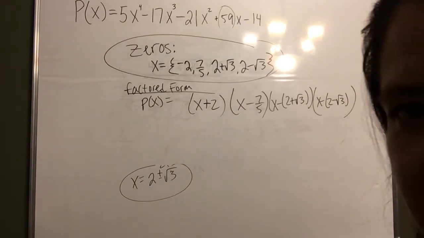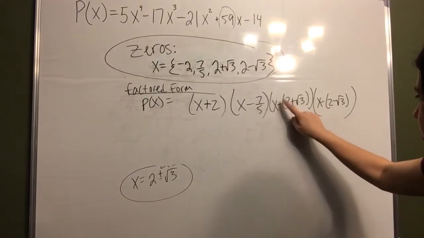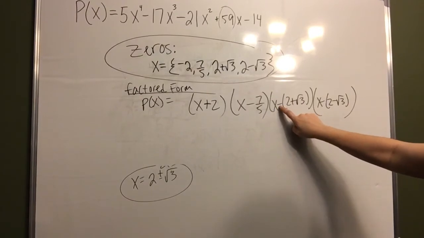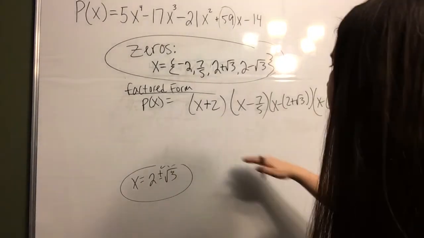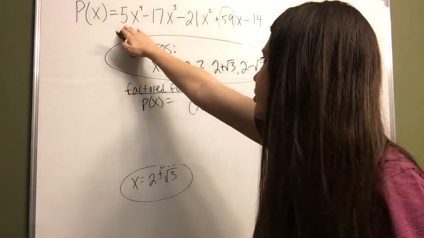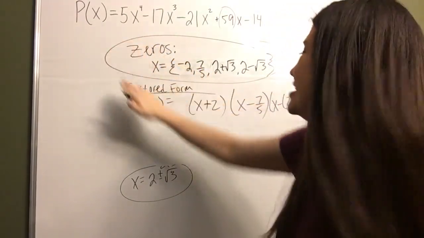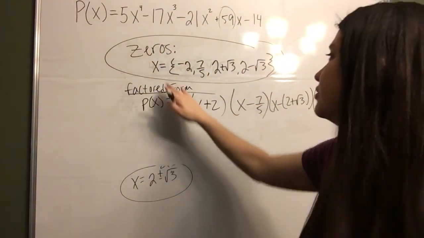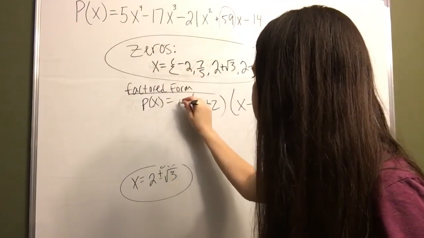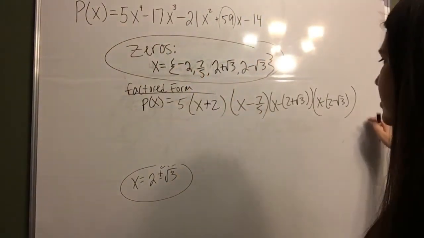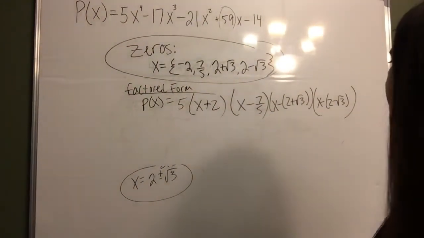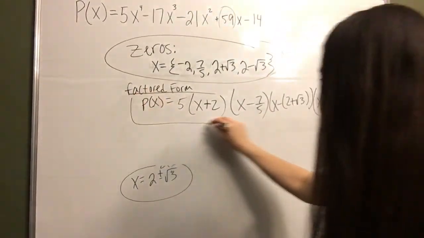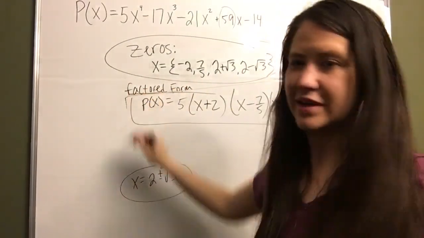Now notice that I have these extra parentheses here, and that's important because you're making sure you're subtracting the entire number. In addition to this, whatever the leading coefficient was of the original polynomial needs to go in front here, okay? So the 5 needs to go in front so that if we multiply this all out, we would actually get back what we started with. Okay, so this is our factored form, and that completes the problem.